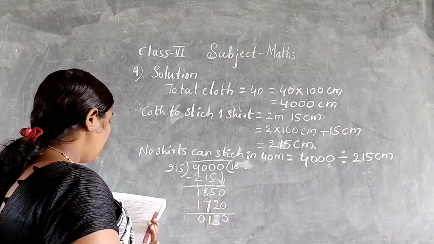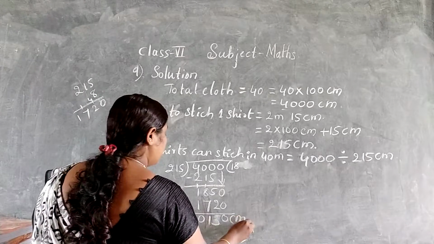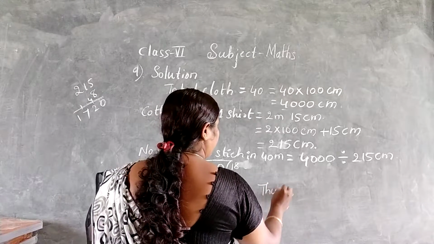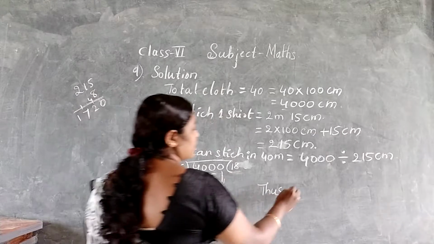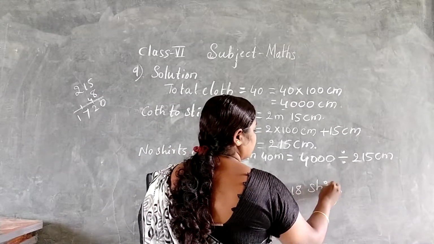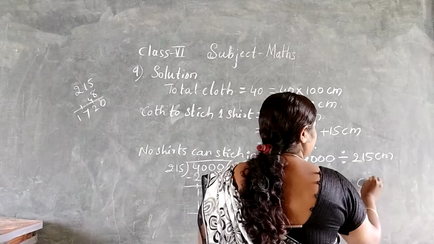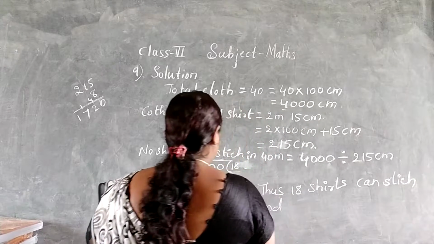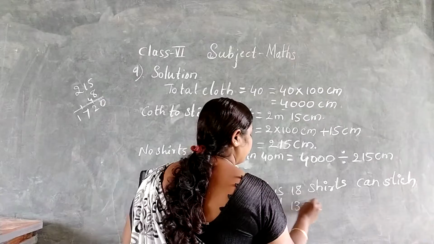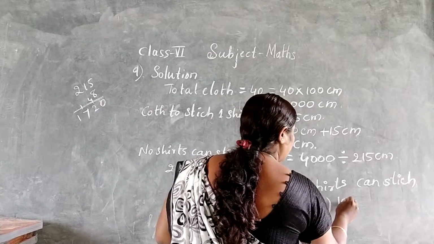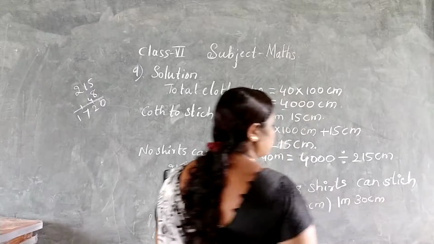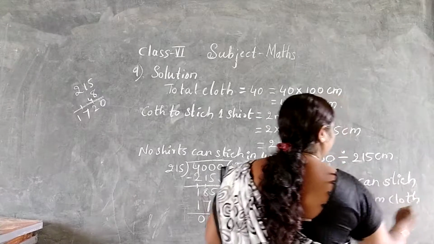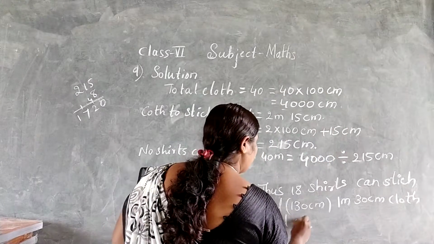So 130 centimeter will remain. This is the remainder. This is the number of shirts: 18 shirts can be stitched and 130 centimeter, that is 1 meter 30 centimeter of cloth will remain.